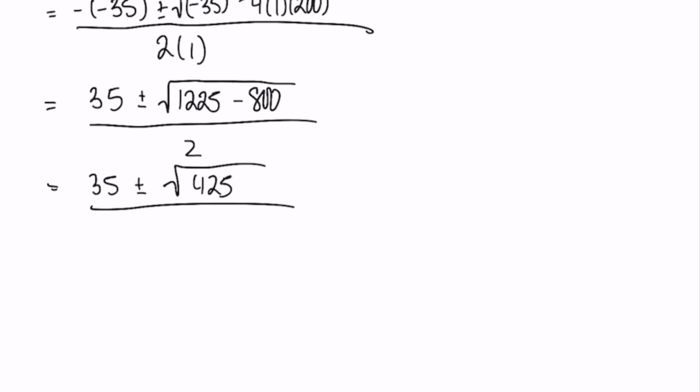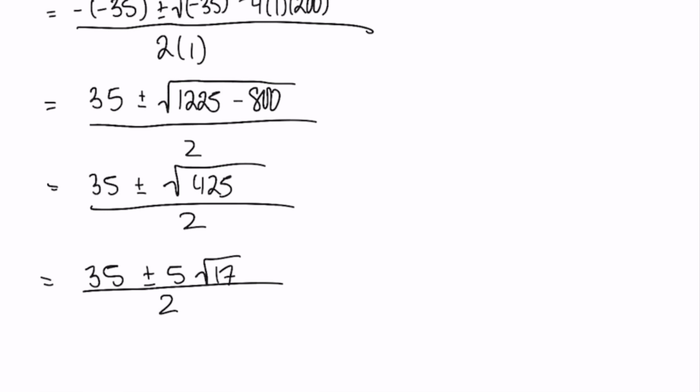425 over 2. And the square root of 425 can be rewritten as the square root of 25 times the square root of 17. And we know that the square root of 25 is 5. So that's how we get 5 root 17 over 2. And so that's our exact answer.